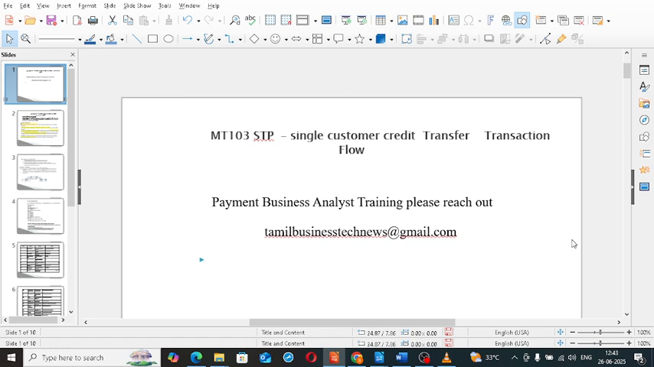What topics will be covered in this PPT? Definition of MT103 STP, scope, purpose of the message, example flow, MT103 mapping. What is the difference between MT103 STP and MT103 message? What is the mandatory field? What is the optional field? What is unique for the MT103 STP message? These are the topics that will be covered in this video. Let's watch it continuously.